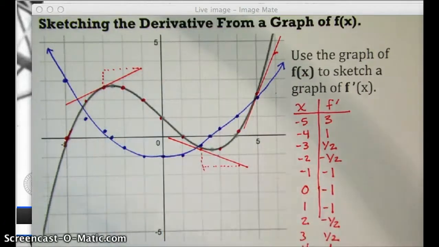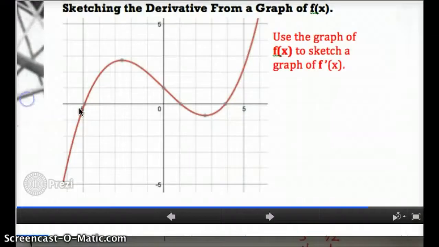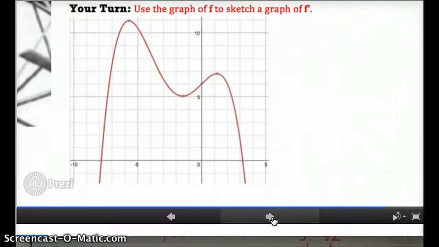Use this same strategy to work out one on your own. I know that since you don't have this on paper, it's not going to be perfect. So you're just going to estimate.